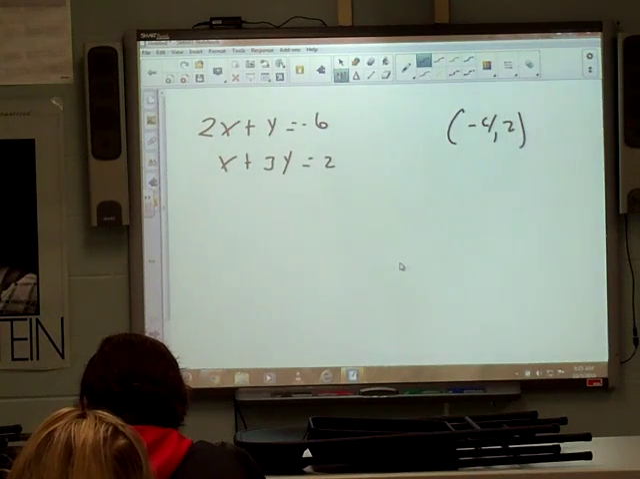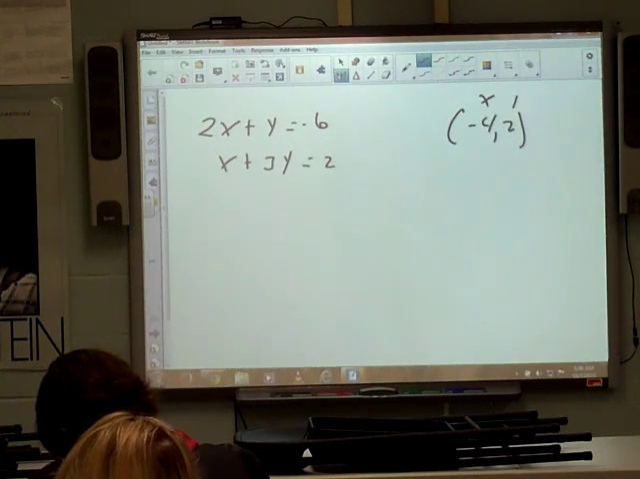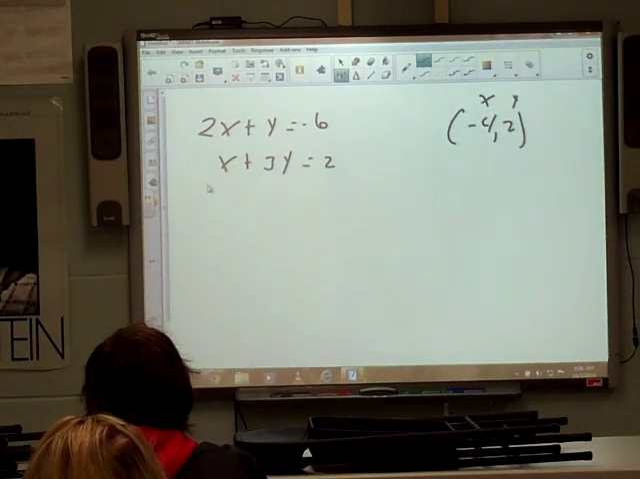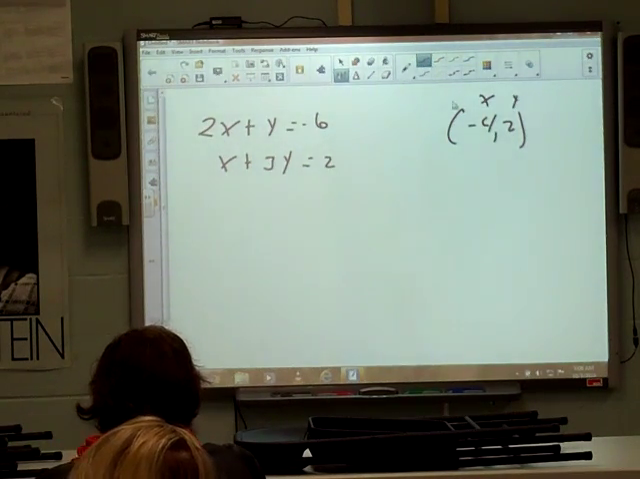But this time I don't have to find an actual point. I gave you one, and I'm asking you, is it a solution or not? So to check and see if that's a solution, since this is an x and a y, I'm just going to plug them into the x and the y, and it's going to make both of these equations true. Okay, what does that mean? Let's plug it in and see.